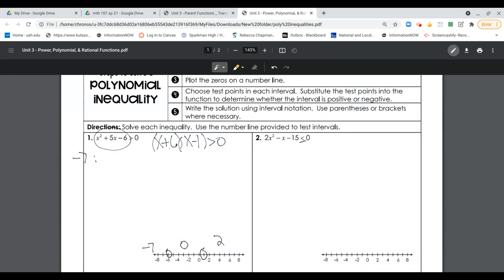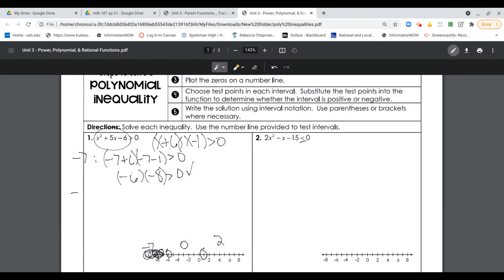So that's going to be negative 7 plus 6, negative 7 minus 1, and that is negative 6 times negative 8. That is going to be a positive outcome, so that works. So that means this section works. Any number over here to the left of negative 6 will work.